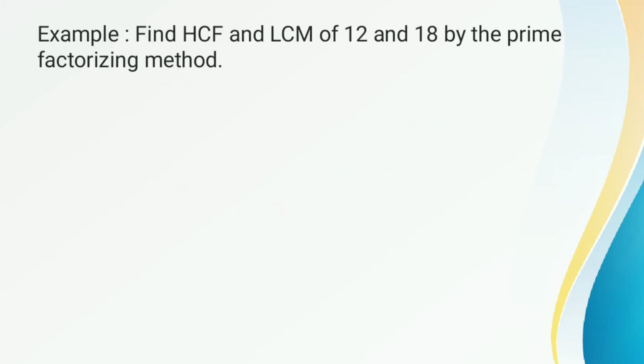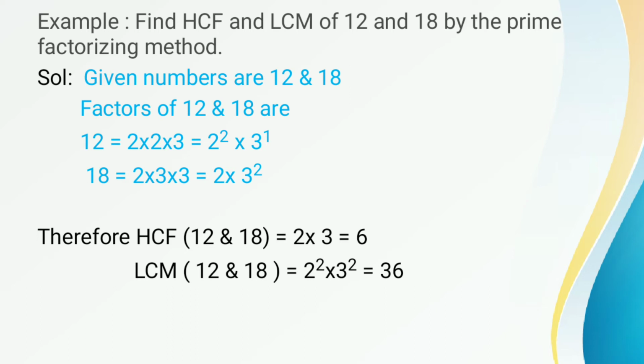For example, find HCF and LCM of 12 and 18 by the prime factorization method. The given numbers are 12 and 18. We know that the factors of 12 and 18 are: 12 equals 2 into 2 into 3, which is nothing but 2 square into 3 power 1. For 18, we can write 2 into 3 into 3, equal to 2 into 3 square. Therefore, the HCF of 12 and 18 is 2 into 3, which is equal to 6.